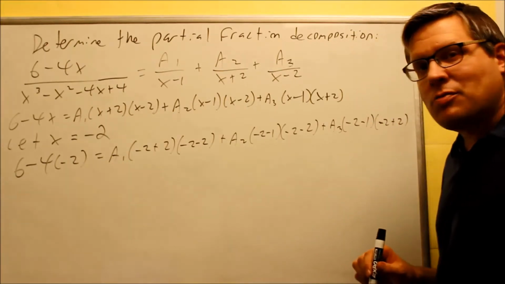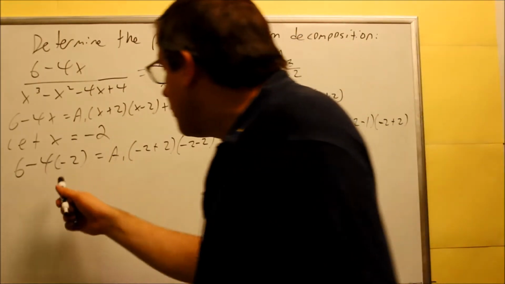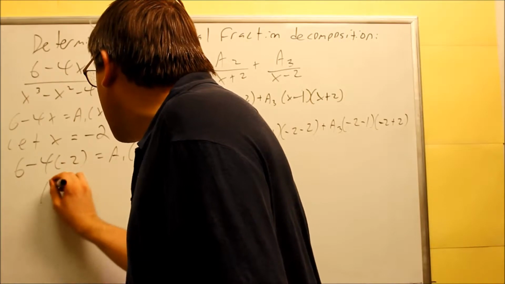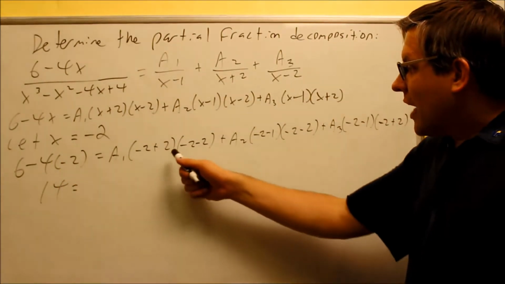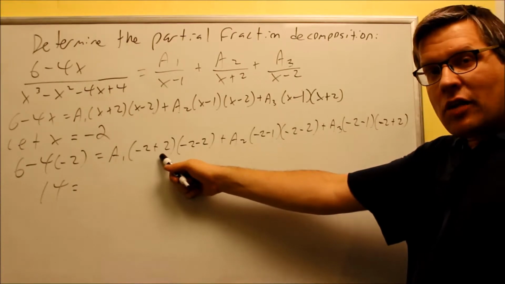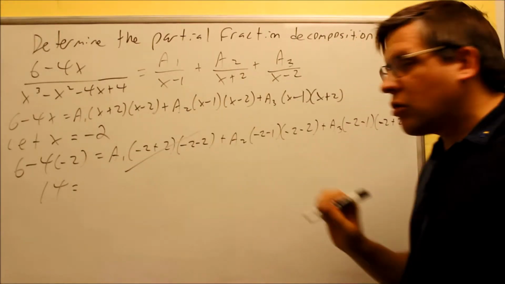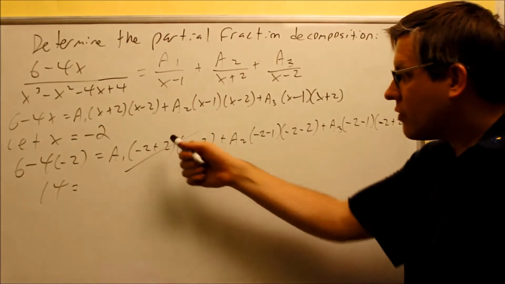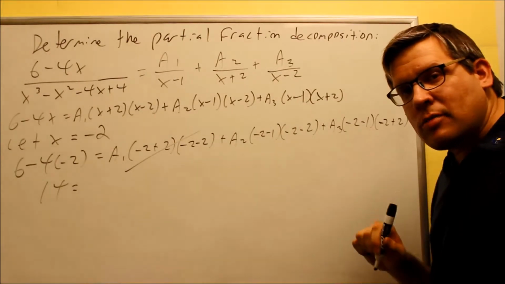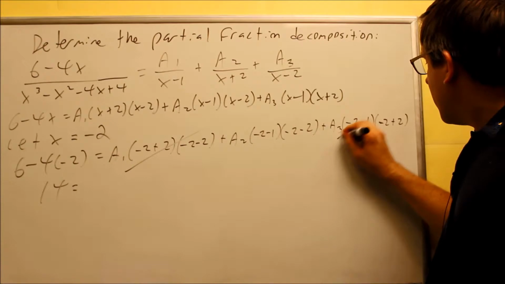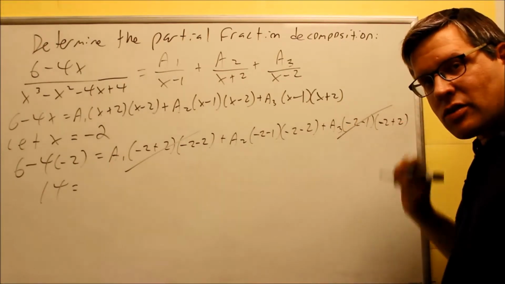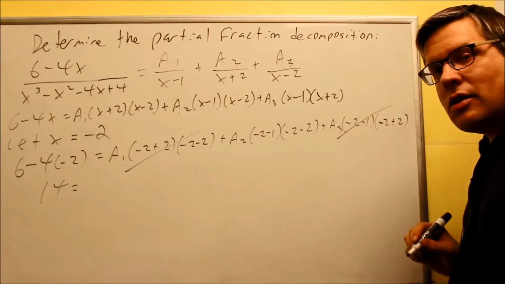This part I have 6 plus 8, so we're going to get 14 there for that one. Now, every place I see -2 plus 2, I can go ahead and cross out that term. The reason why is -2 plus 2 is 0, and 0 times anything is 0, so that whole term is going to cancel out. I can do the same thing over here too. -2 plus 2 cancels out. That's going to give me a 0 also.